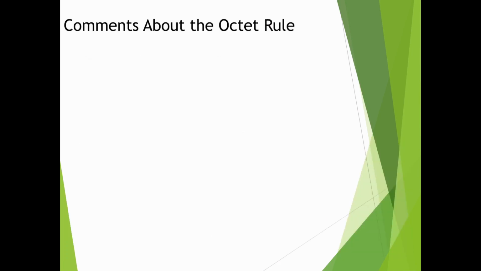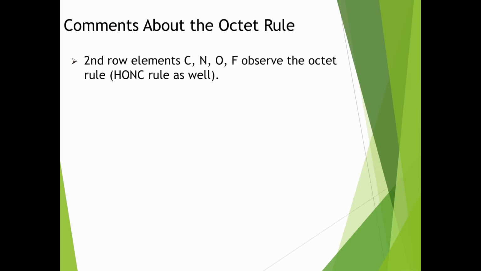So a couple things about the octet rule. The second row elements like carbon, nitrogen, oxygen, and fluorine must observe the octet rule. They also observe this thing called the HONC rule, which is a rule of thumb, which we'll get to on the next slide, but they must observe the octet rule. They cannot break it. They must have 8 valence electrons.